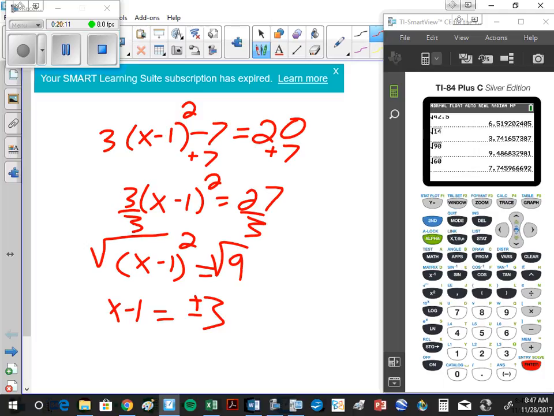Now I add 1, and I put the 1 in front, and I get x is equal to 1 plus or minus 3. What is 1 plus or minus 3? 4 and negative 2. Does that make sense to everybody? Okay, let's try another one.